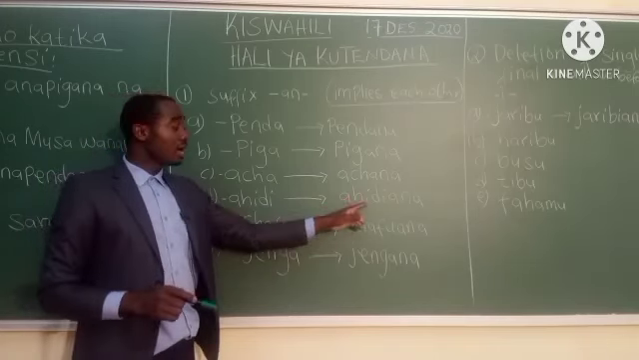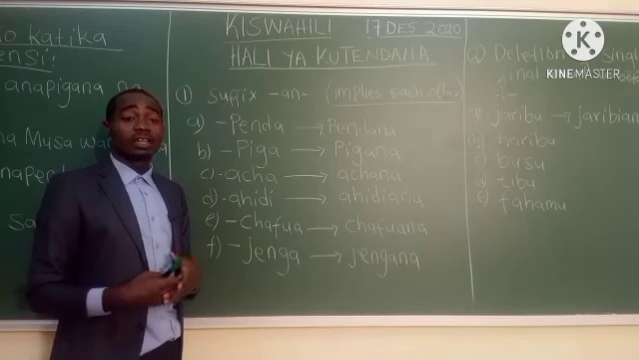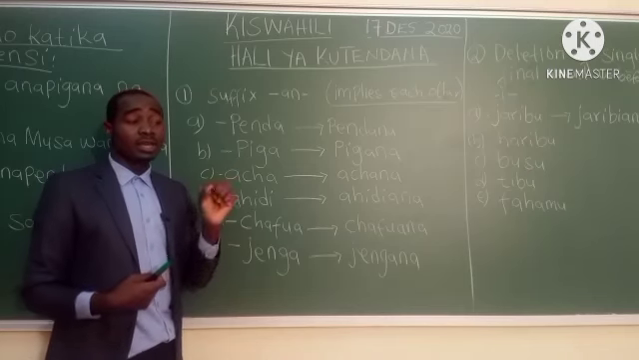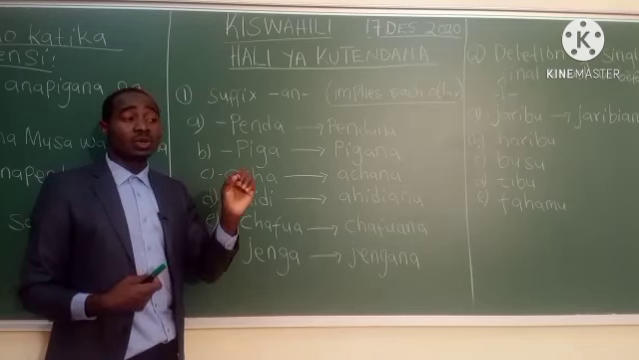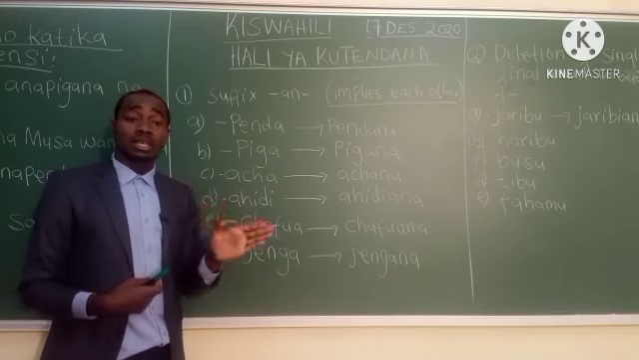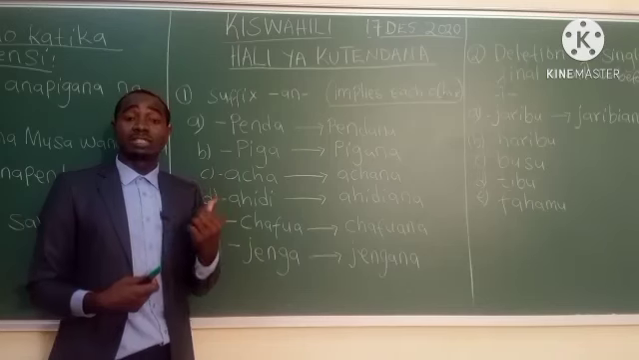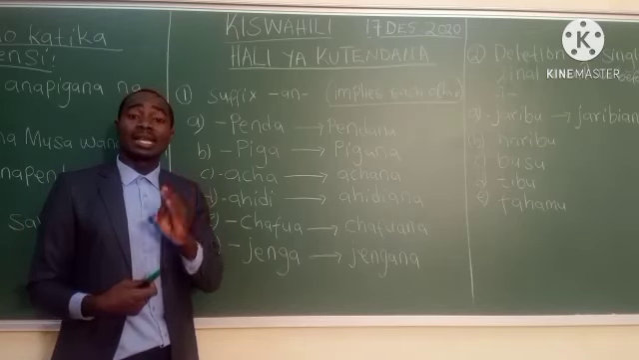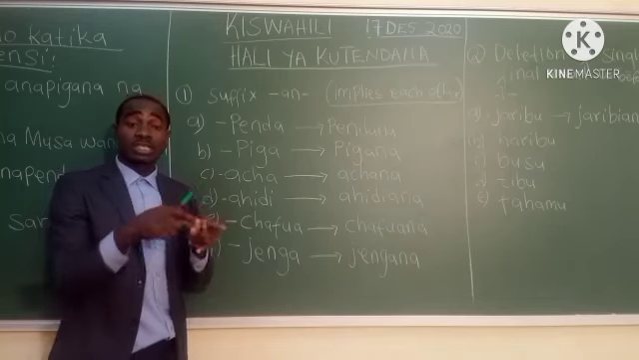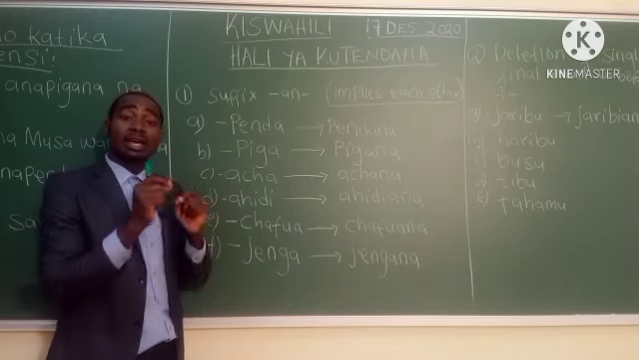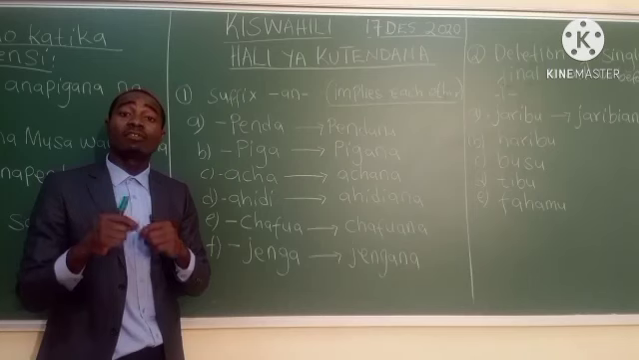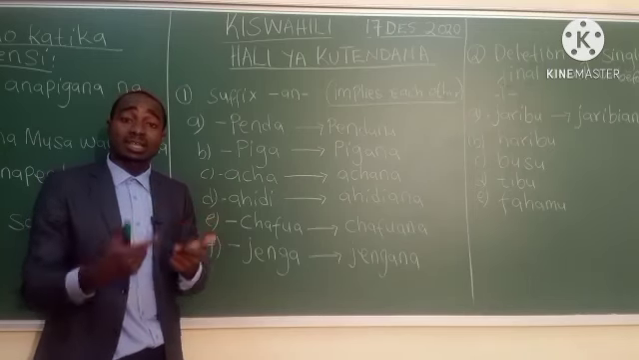Two friends, marafiki wawili wanakutana, they love each other, wanapendana. Then one of them says, ninakuahidi matunda kesho. I promise you fruits tomorrow. And then the other one says, ninakuahidi mandazi kesho. I promise you mandazi tomorrow. So the two friends, they have just ahidiana. They have promised each other.